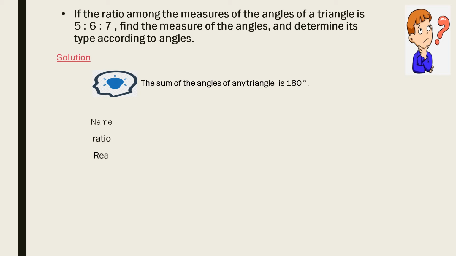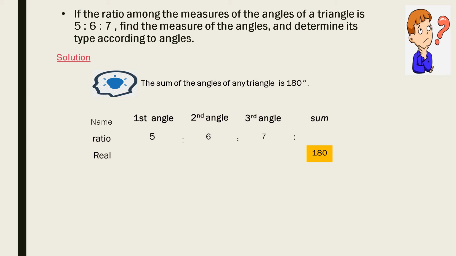We write name, ratio, real. Then we write first angle, second angle, and third angle. We can call them like this. Then we write the ratio under each angle, which is 5 to 6 to 7. Remember, we didn't have a real number here, but the sum of the angles of any triangle is 180. Then we create a new column called sum. We write in the real sum, 180 degrees.